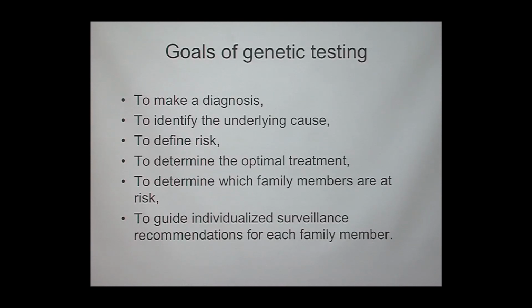We're thinking about an individual proband who brings a family to the attention of medical care, and then it's everyone else in the family for whom genetic counseling, genetic testing, and prevention now becomes available. What is the role of genetic testing? We can use it to make a diagnosis, to identify the underlying cause of the condition, to help define risk, determine the optimal treatment, which family members are at risk by extending the genetic testing beyond just the proband, and to guide individual surveillance recommendations.